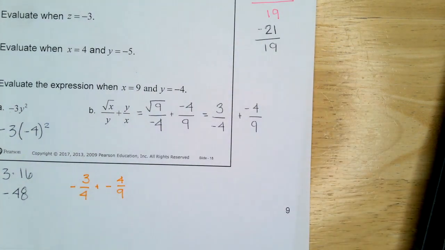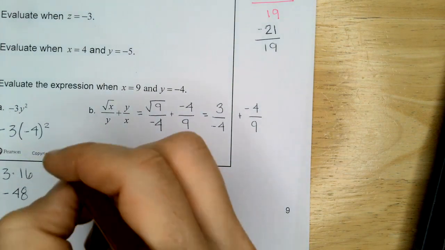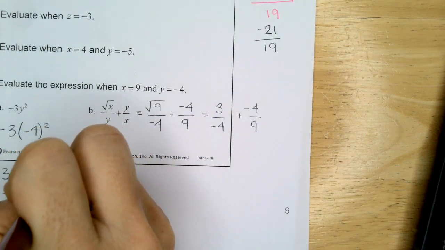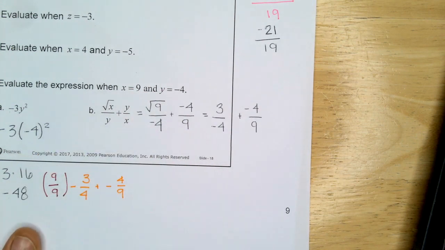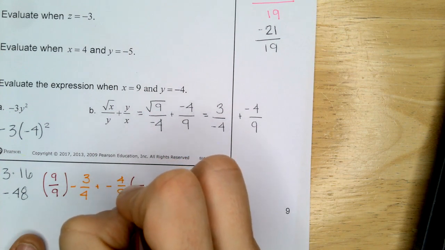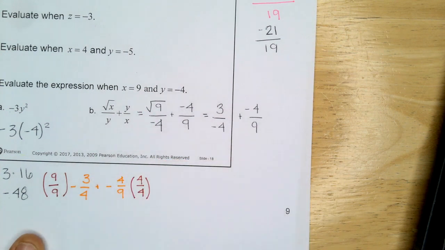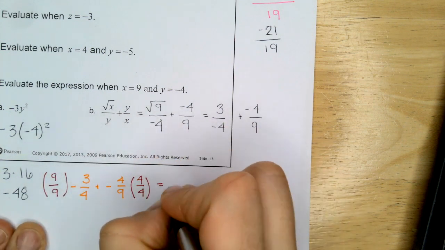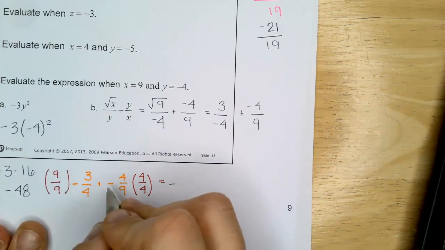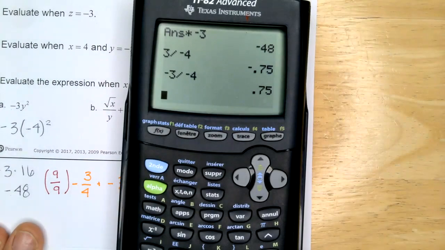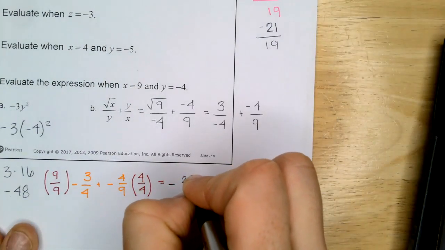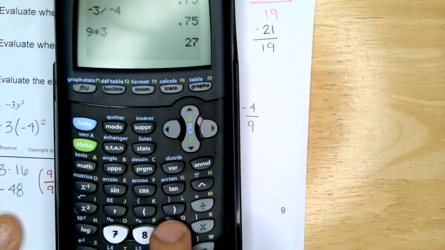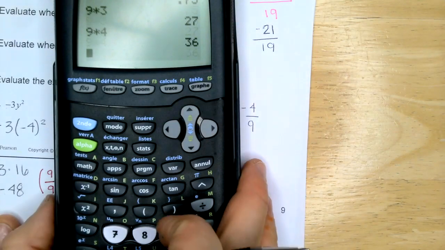Same problem here, okay? What do I need to do? I need these to have common denominators. The easiest way to do that is take 4, multiply it by 9, do the same to the top. Take 9, multiply it by 4, do the same to the top. Okay? Now, a positive times a negative is going to make that a negative. 9 times 3 is 27. 9 times 4 is 36.